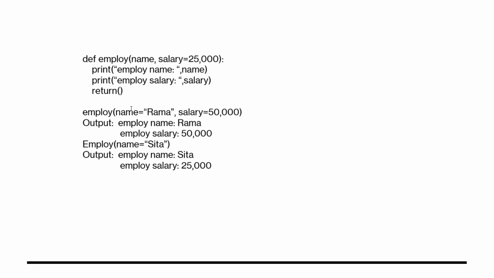Here we are submitting the values, name and salary. So we are giving two values, and the same thing is getting printed here. Here we are not giving a value to the argument, so the default value has been taken and the default value is printed here. So this is the way keyword arguments are used in the Python language.